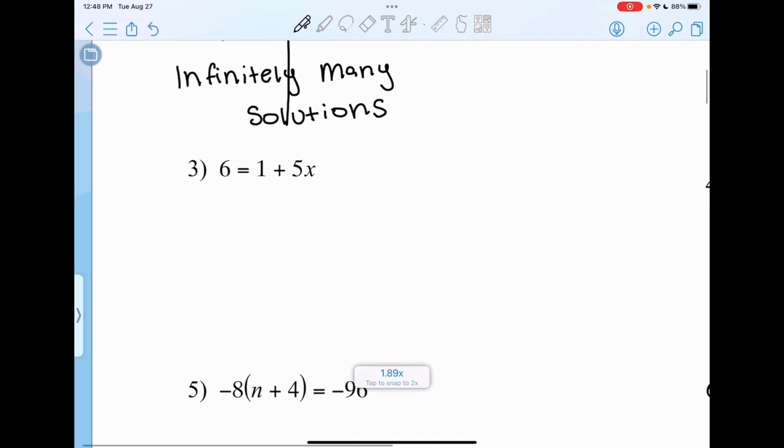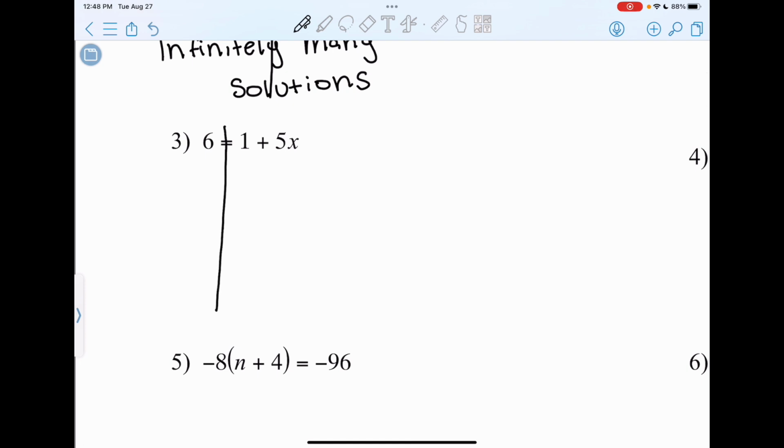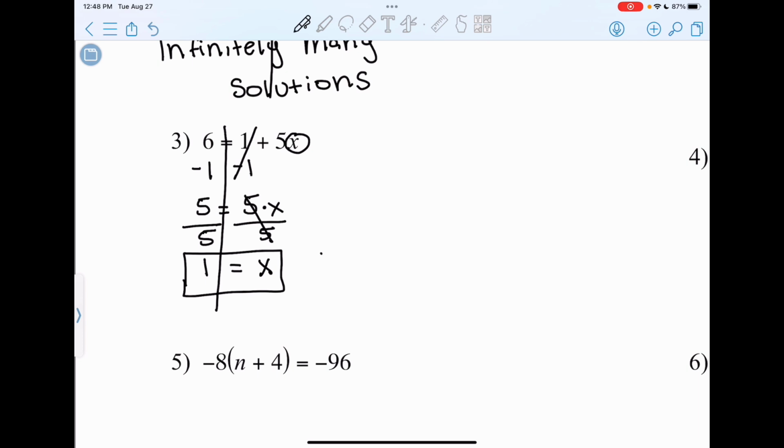Moving on to number 3. I'm trying to get x by itself. I start with what's not attached to the x, which would be the 1. Since it's a positive 1, I'm going to subtract 1 to both sides. 6 minus 1 is 5. And since the 5 and the x are being multiplied together, the opposite of multiplication is division. And so I divide by 5. And 5 divided by 5 will be 1. And so x equals 1. Once again, this is only one solution. This tells us that 1 is the only value we can plug in to make this equation true.